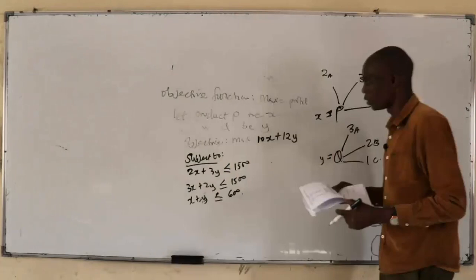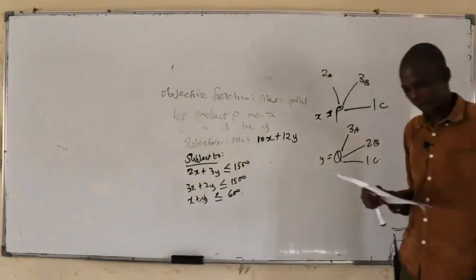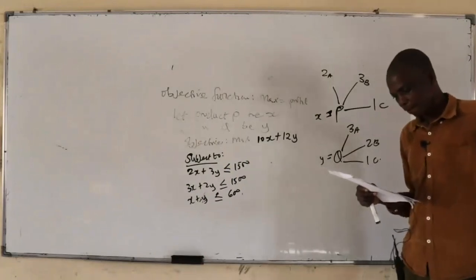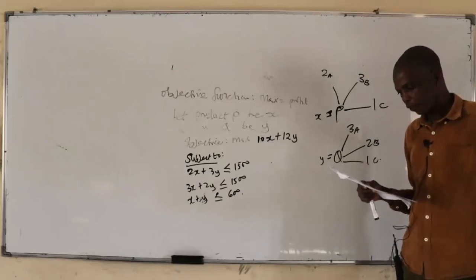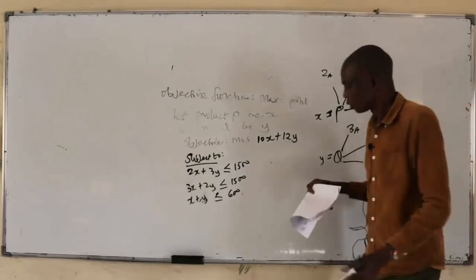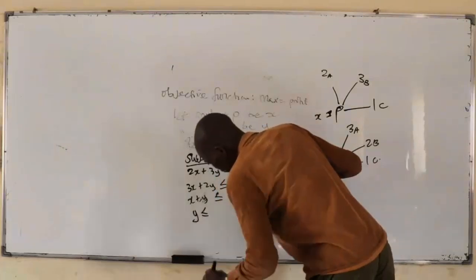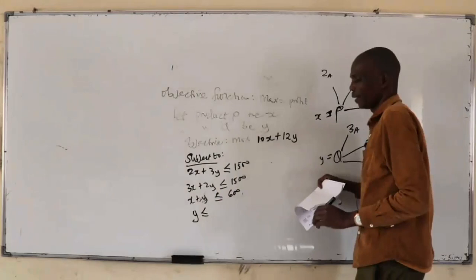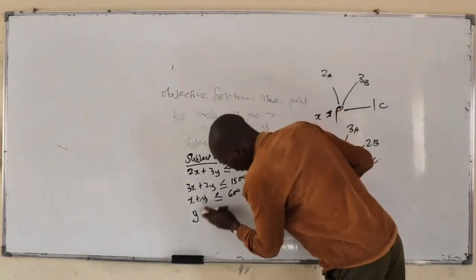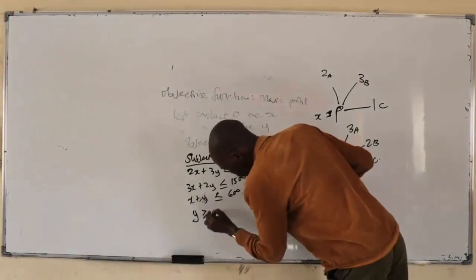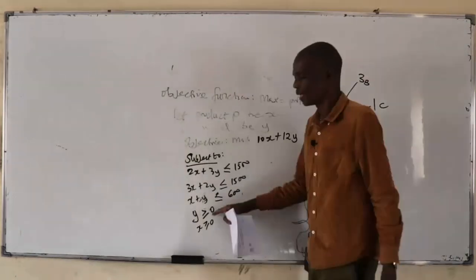So that is the formulation. You have formulated your work there, and you've been told to formulate a linear programming model from the information above. Once you have done this, you automatically bring in the non-negativity constraints: Y is greater than or equal to 0, X is greater than or equal to 0. As I said, these non-negativity constraints are a must.